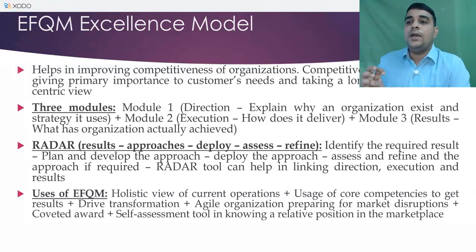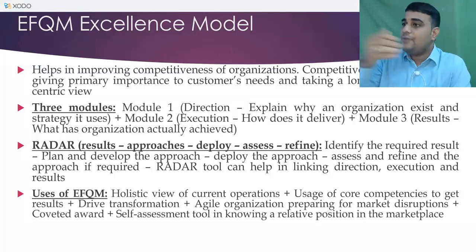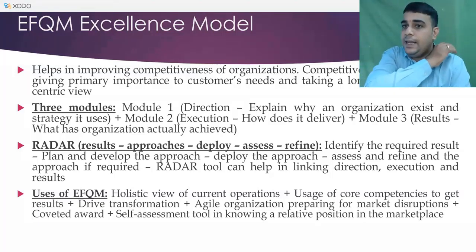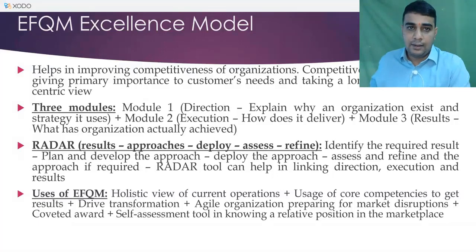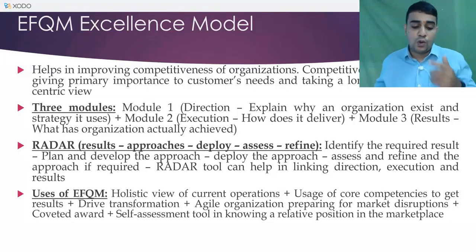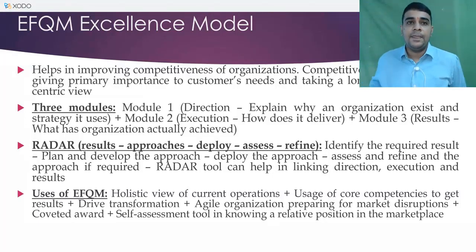One, I want the organization to be proactive. Organization should become an agile organization, which means whenever any change happens, they should be able to quickly adapt to the changes which are happening in the economy. For example, when COVID came in, if you are an agile organization, you will be able to respond well to the market disruption which had happened at that time. So one is agile organization.